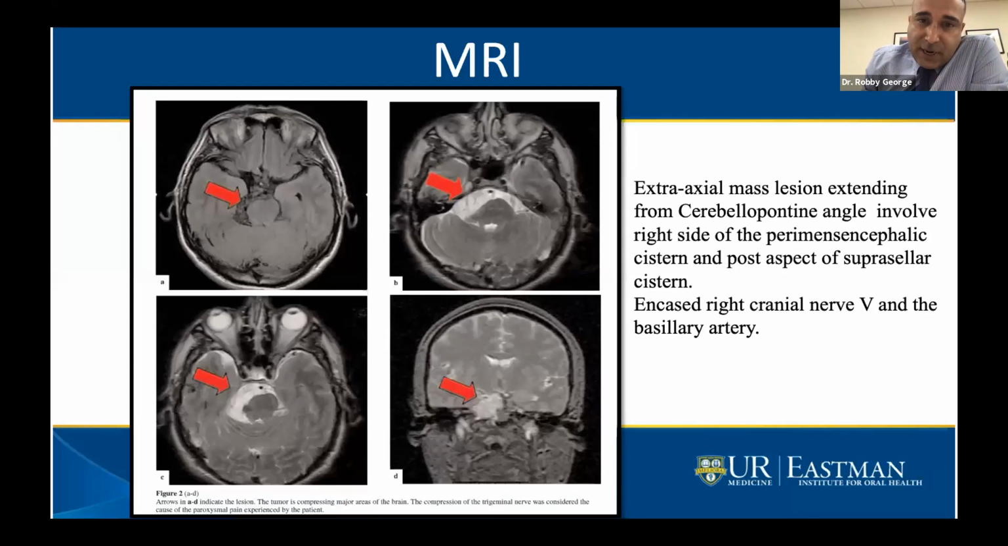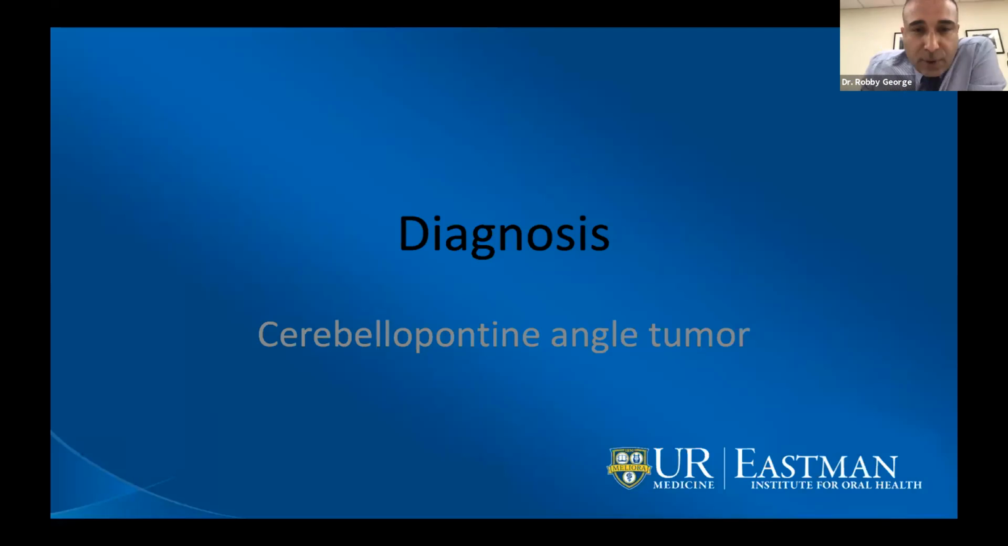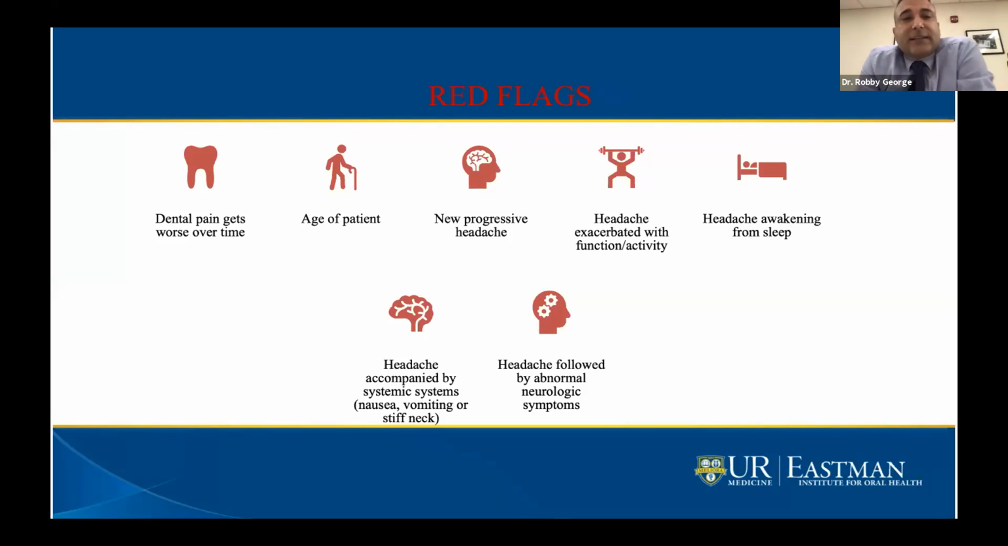So, like I said, the diagnosis was a cerebellopontine tumor. I was talking about the red flags, right? These are the red flags we look for when we ask the patient. Dental pain gets worse over time. What does that mean? It means that if a pain is there for a long time, maybe after 3 or 4 months, and the patient did have the tooth taken out, but the pain was still present.